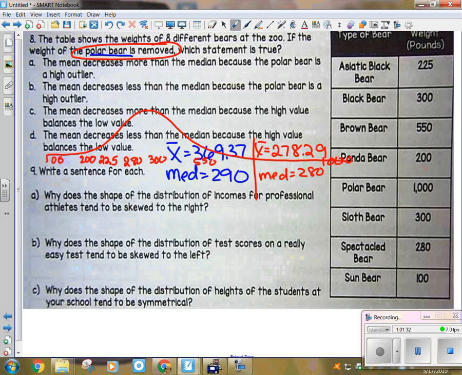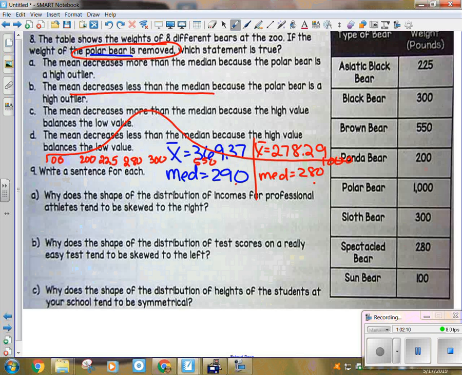The mean decreases, the mean does not decrease, so that's a false statement. Actually, oh, sorry, I'm thinking of the wrong thing. It's been a long day. The mean does decrease less than the median because the polar bear is a high outlier. Well, it did decrease, but it didn't decrease less than the median. The median only changed by 10. It only went from 290 to 280. The mean changed by quite a bit. From 369 to 278, that's like 70 or 80 pounds. So it didn't decrease less than the median.